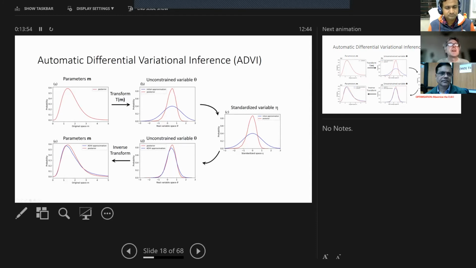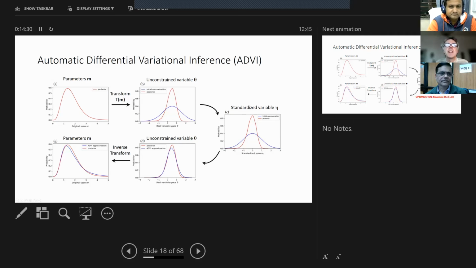It goes from a bounded space from 0 to 5, top left. It transforms it using just a simple log transform into an unbounded space that goes across the whole real line. And there, we can approximate the posterior by a Gaussian. So now we can use a Gaussian approximation because that extends over the whole real line. We then standardize the Gaussian, which is just a standard operation in statistics, and then we fit the Gaussian to the posterior by minimizing KL divergence, by maximizing the ELBO, and then we transform back.